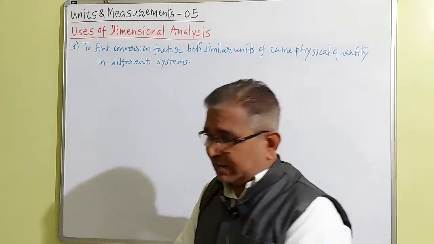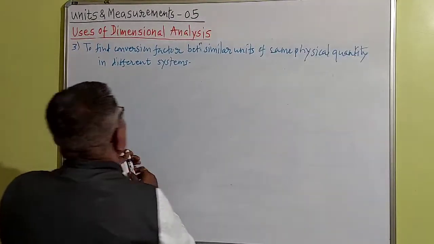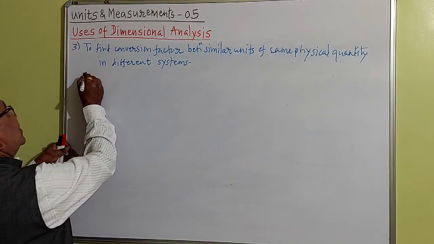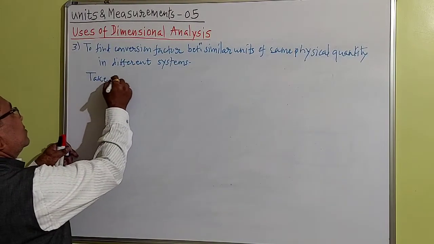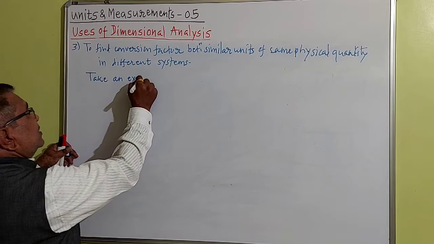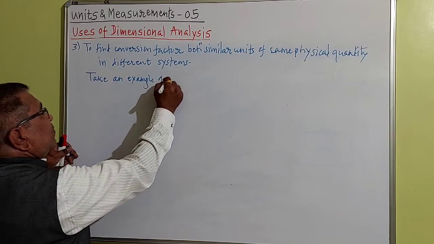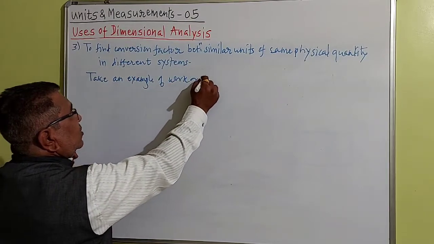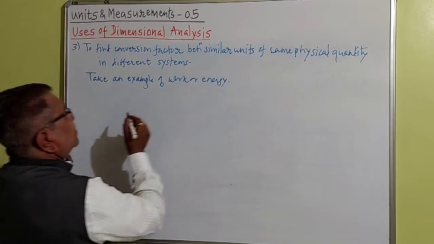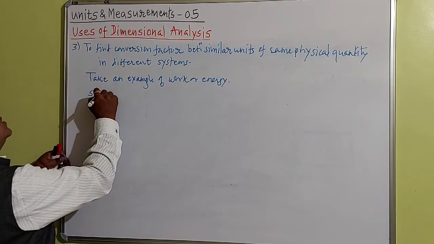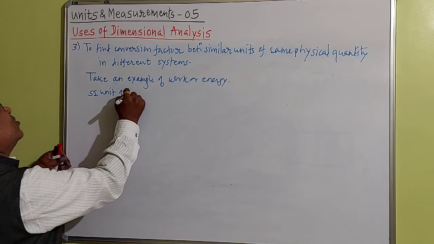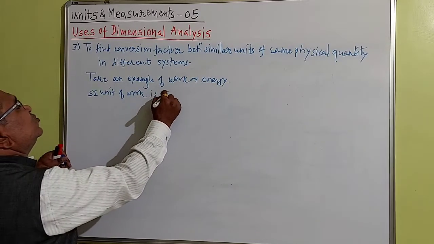So we will write here: take an example of work or energy. Okay, so we can write here: SI unit of work is joule.